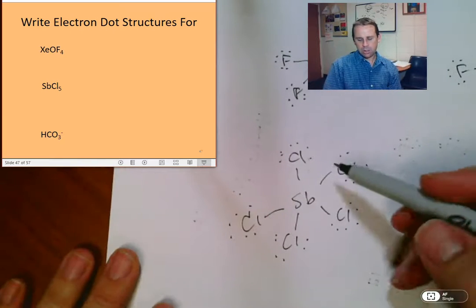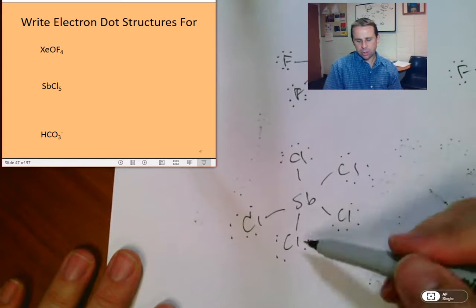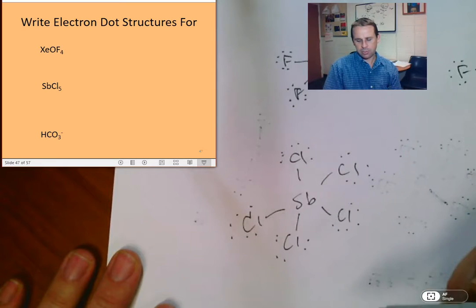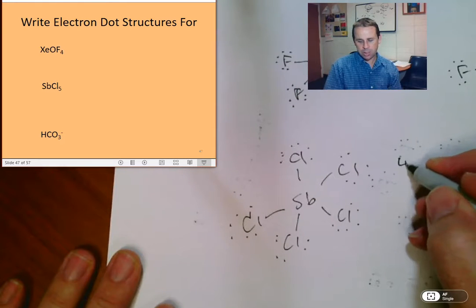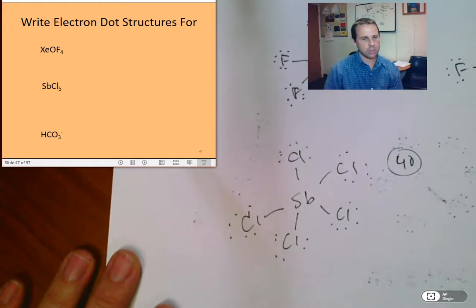All right, so 8 times 5 is 40. So there was a total of 40 electrons, and now we have it finished.